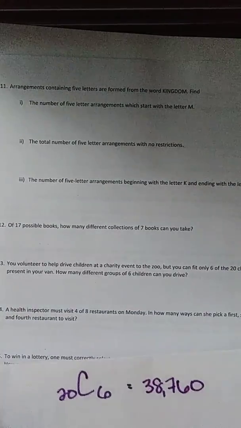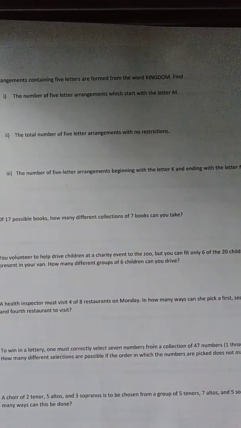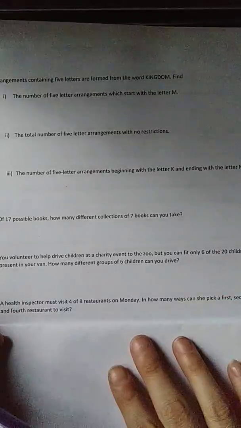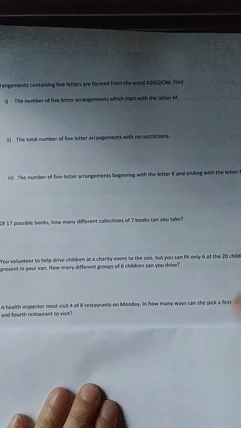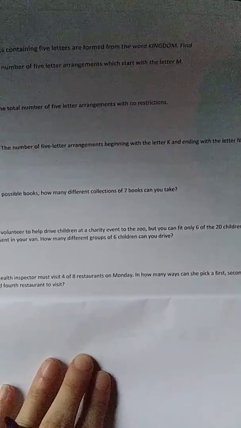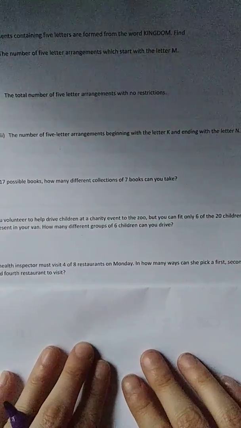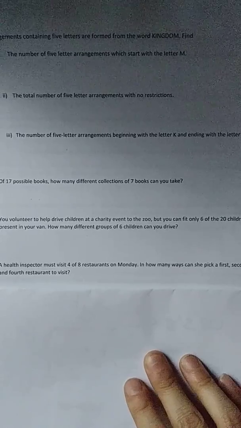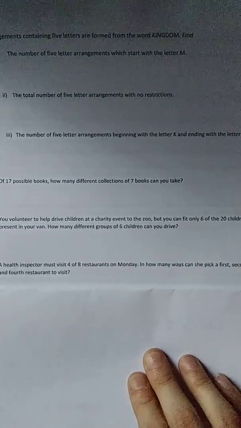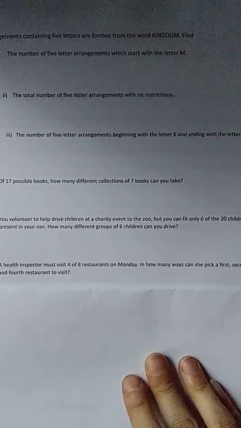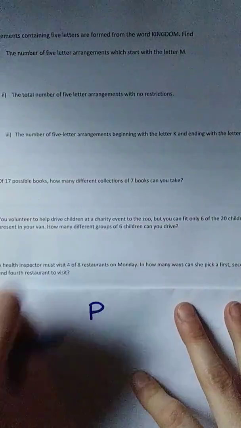For question 14, we have a health inspector that has to visit 4 out of 8 restaurants on Monday, and she has to pick a first, second, third, and fourth restaurant. In this case, the order does matter, probably because she has to choose how she's going to drive between all of them, and she probably wants to save herself some time and distance. So because the order matters, we're going to be using a permutation.